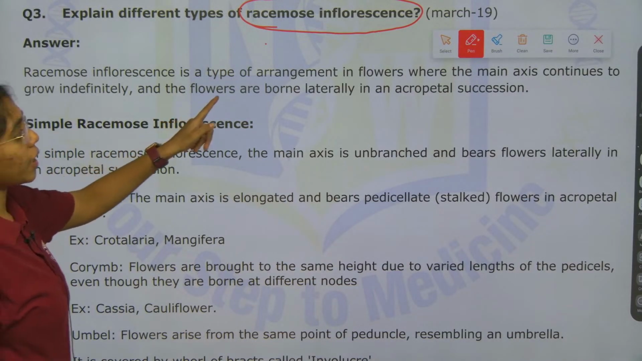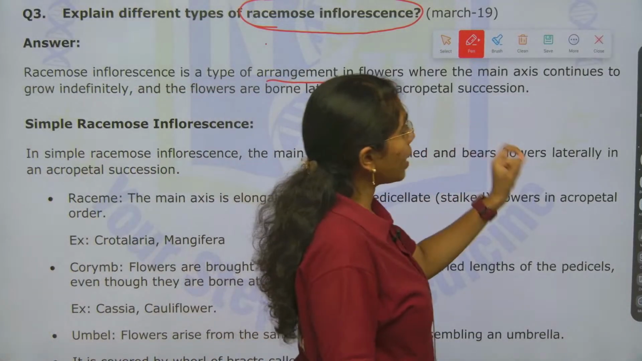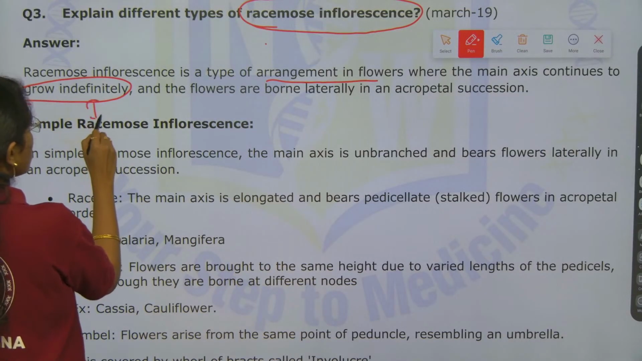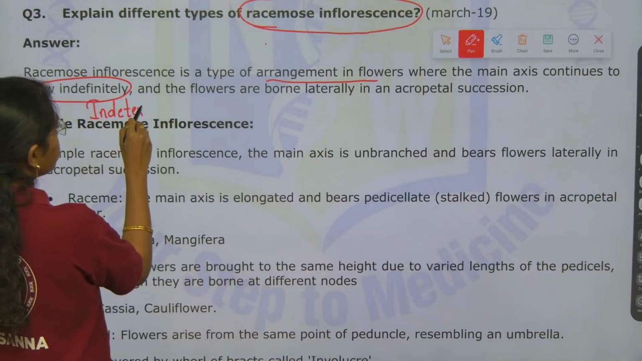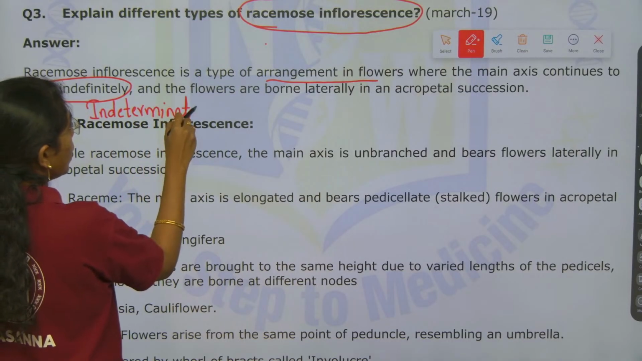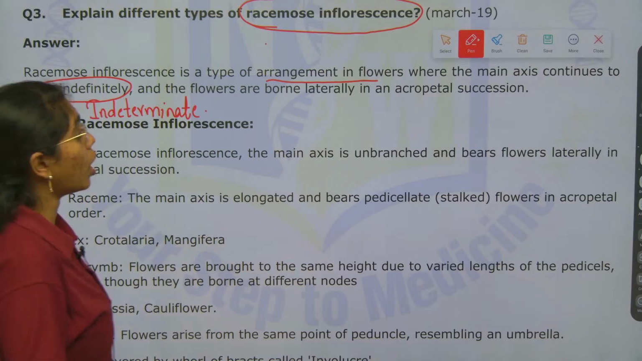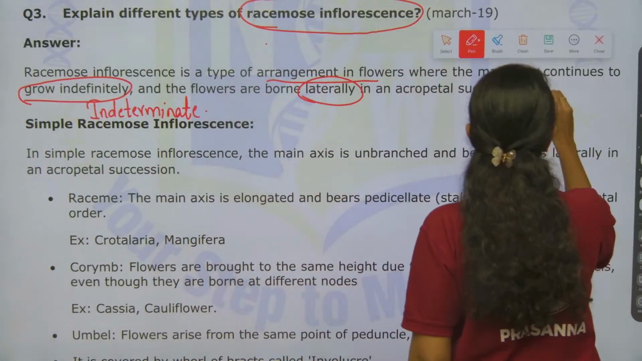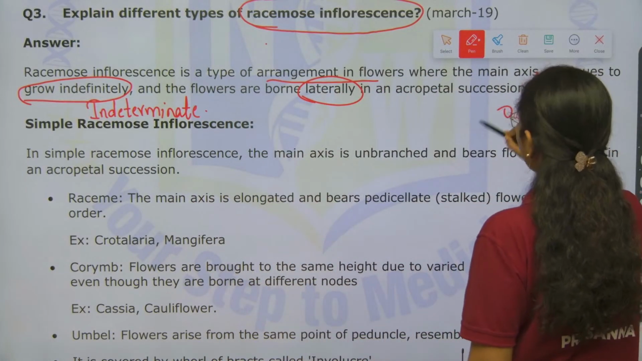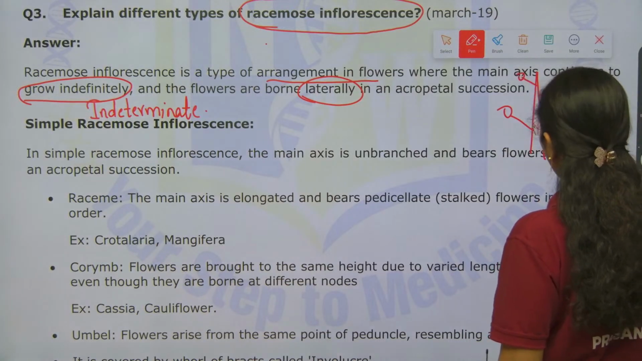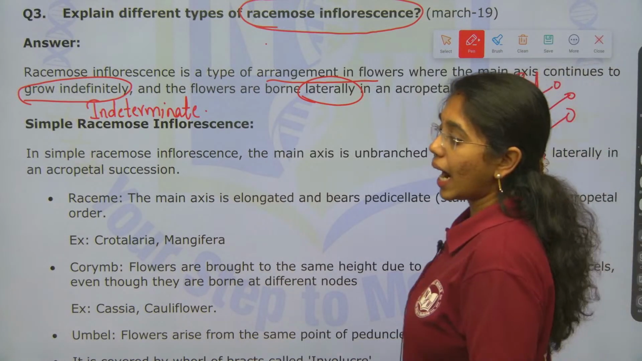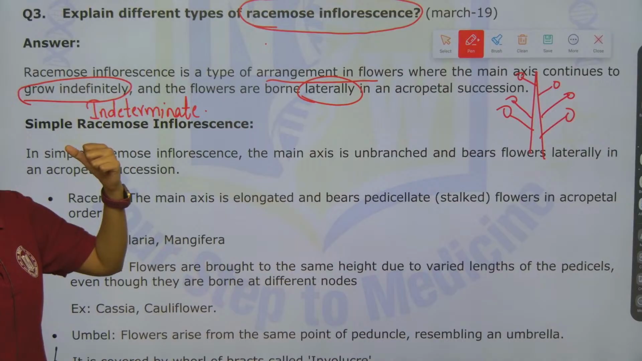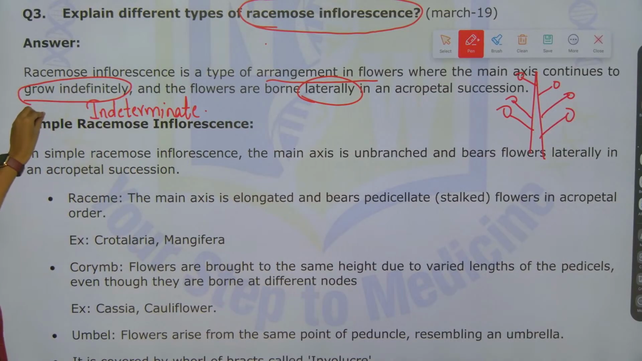Racemose inflorescence is a type of arrangement in flowers where the main axis continues to grow indefinitely. Main axis will show indeterminate growth, and flowers are borne laterally in acropetal succession. Laterally in the acropetal succession means older flowers will be at the base and younger flowers will be at the top. Older flowers at the base and younger flowers at the top, that is acropetal succession.